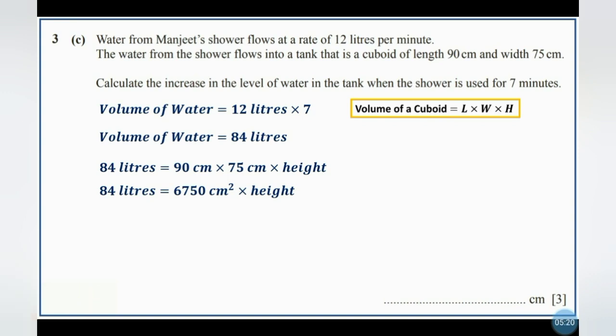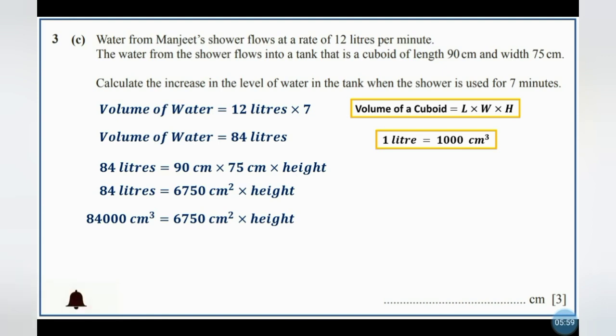Now can I immediately divide 6,750 centimeters squared by 84 liters? No, not yet. You have to change 84 liters into cubic centimeters. So what is the factor for liters to cubic centimeters? Remember, 1 liter is equivalent to 1,000 cubic centimeters. So what you need to do is multiply that 84 by 1,000 to replace the unit liters with cubic centimeters.